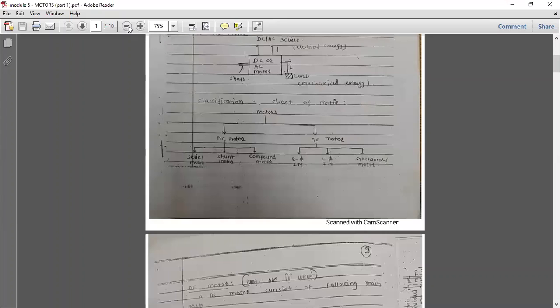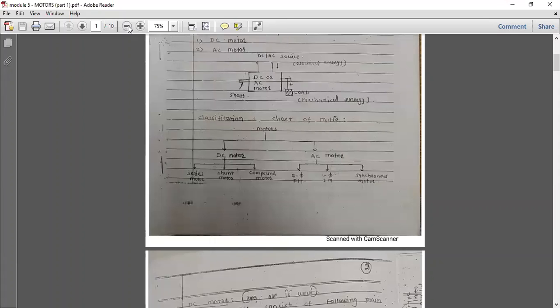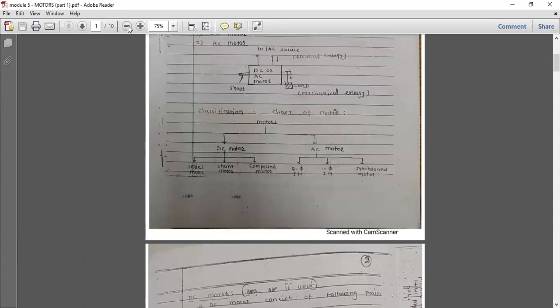In these AC motors, you can see that your servo motors will be included, and your BLDC is related to your DC motors. Yes. Next page.